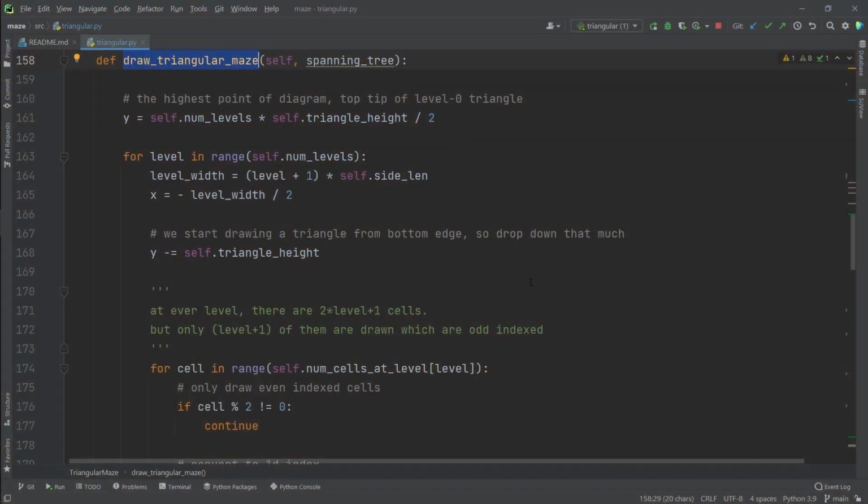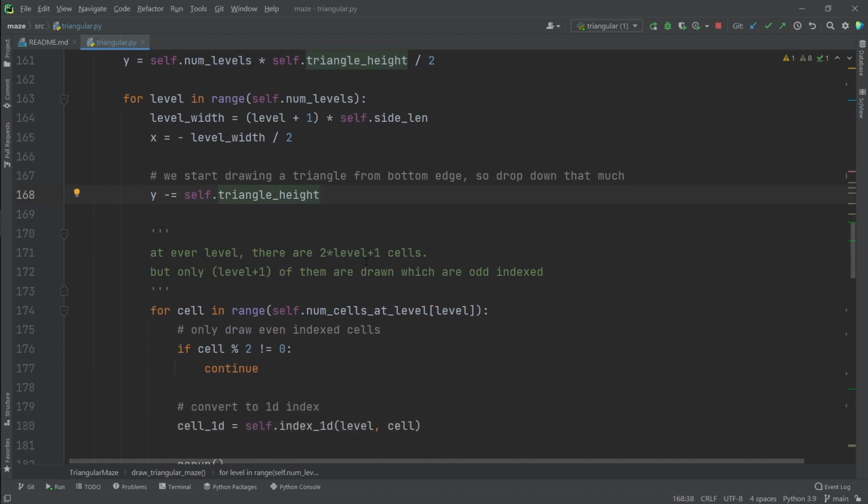We are using Turtle Python library to draw this maze. We start at the top point of our triangular pattern. For each triangle, we draw its base first. So we come down for this level. At each level, we only draw the even index triangles because the gaps between consecutive triangles create an inverted triangle, which does not need to be explicitly drawn.